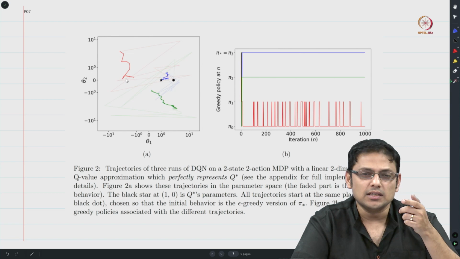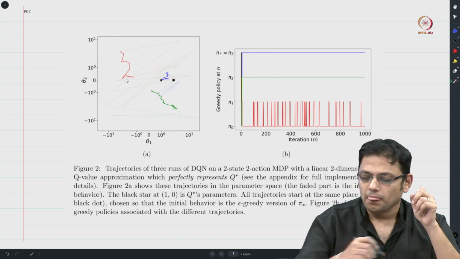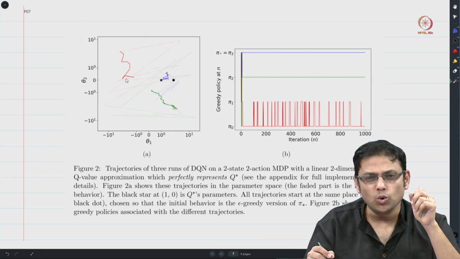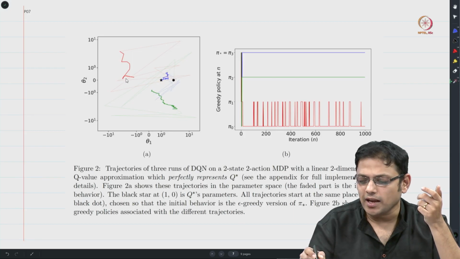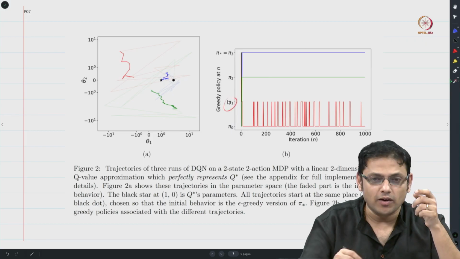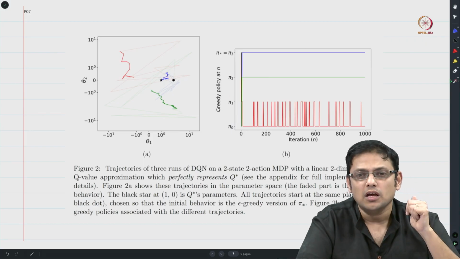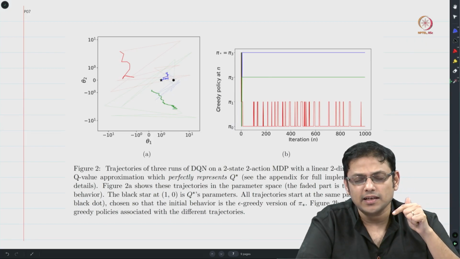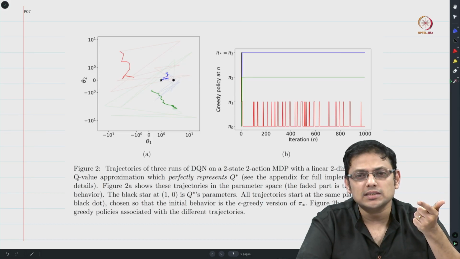Now in this case it's not clear why it is oscillating between the two, and what we also found surprising was that neither of the two policies, that is neither pi 0 nor pi 1, these are the two policies between which the greedy policy is oscillating, neither of these policies is optimal.